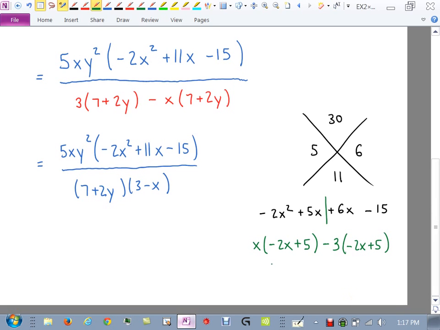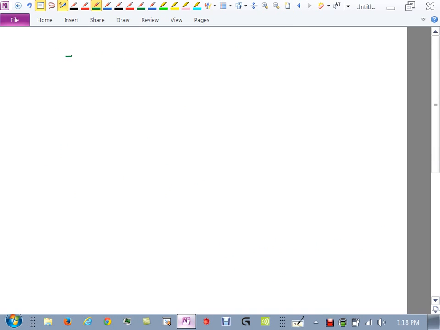I'm at the end of my page here. Doesn't this turn into negative 2x plus 5 and then x minus 3? And that's just going to replace that piece up there, right? I wasn't kidding when I said you're going to be doing more factoring. All right, I'm going to rewrite everything on the next page. We have 5xy squared in parentheses. It was what? Negative 2x plus 5 and then x minus 3.